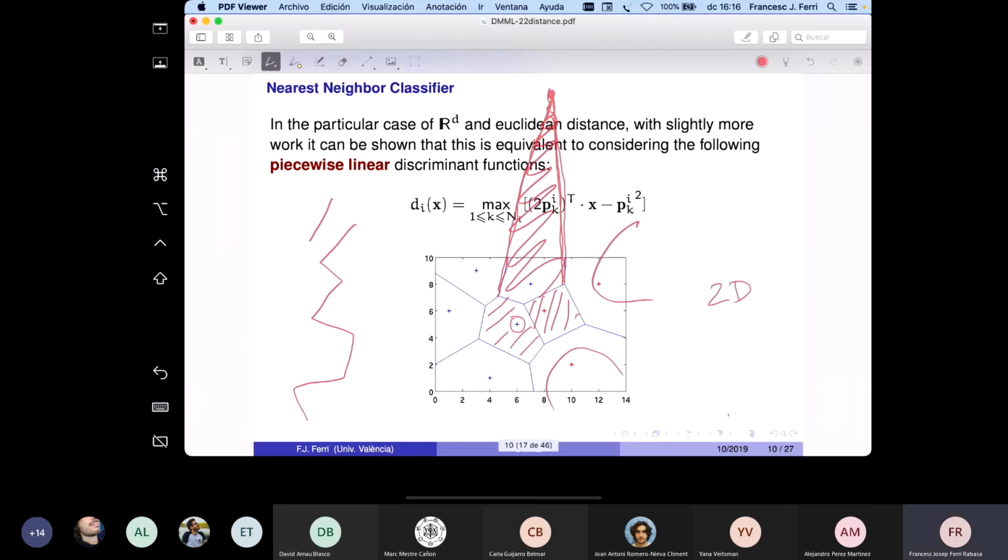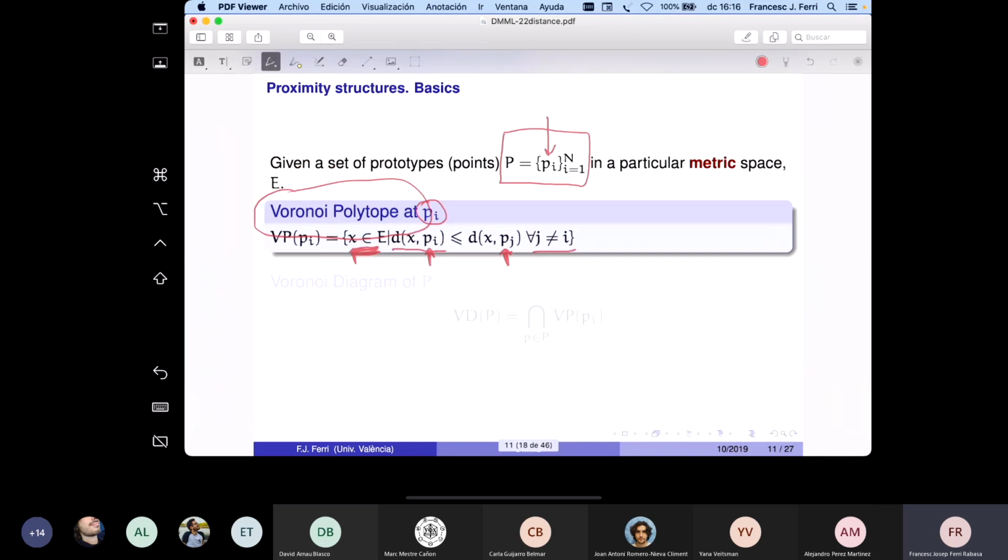All the others are open. Okay? So in this example, we have 3 closed polytopes and 5 other ones which are open. All of them correspond to particular cases of this definition. Okay?